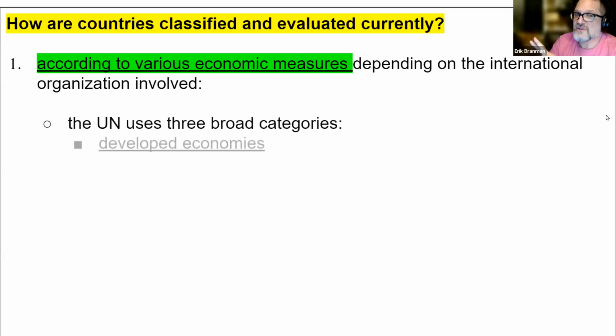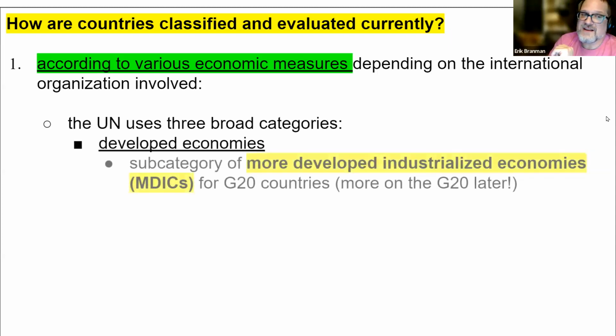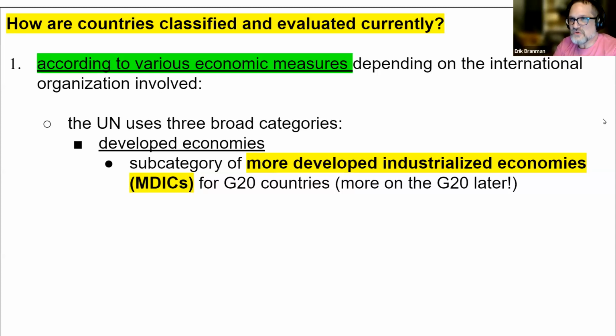The UN uses three categories. One, developed economies. There's a subcategory of more developed industrialized economies, MDICs. We'll go into this a little bit more. Right now, what's most important is developed economies. We'll also talk about the G20 economies and countries later on. Don't worry about it right now. Just know that category one is developed.